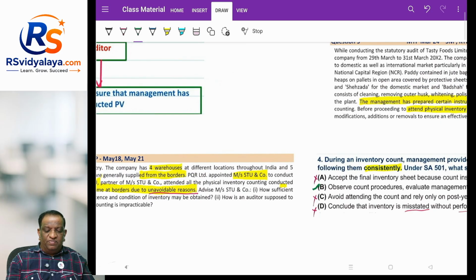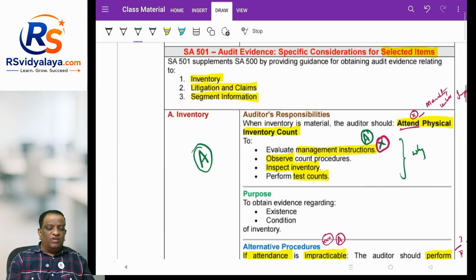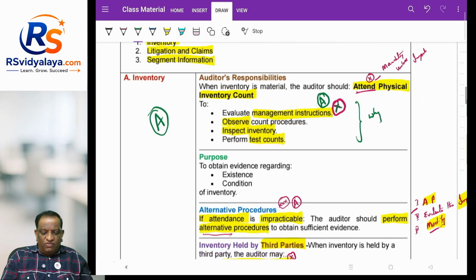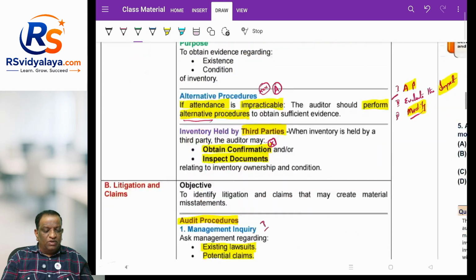From the exam perspective, what are the important points under 501? Attendance of the auditor for the physical verification, is it required? The answer is yes. Is it mandatory? Yes, it is mandatory unless it is impracticable. Now, due to floods or agitations, it has become impracticable. What should I do? Perform alternate procedures, evaluate the impact, and modify the report. That's it. Straight and simple.